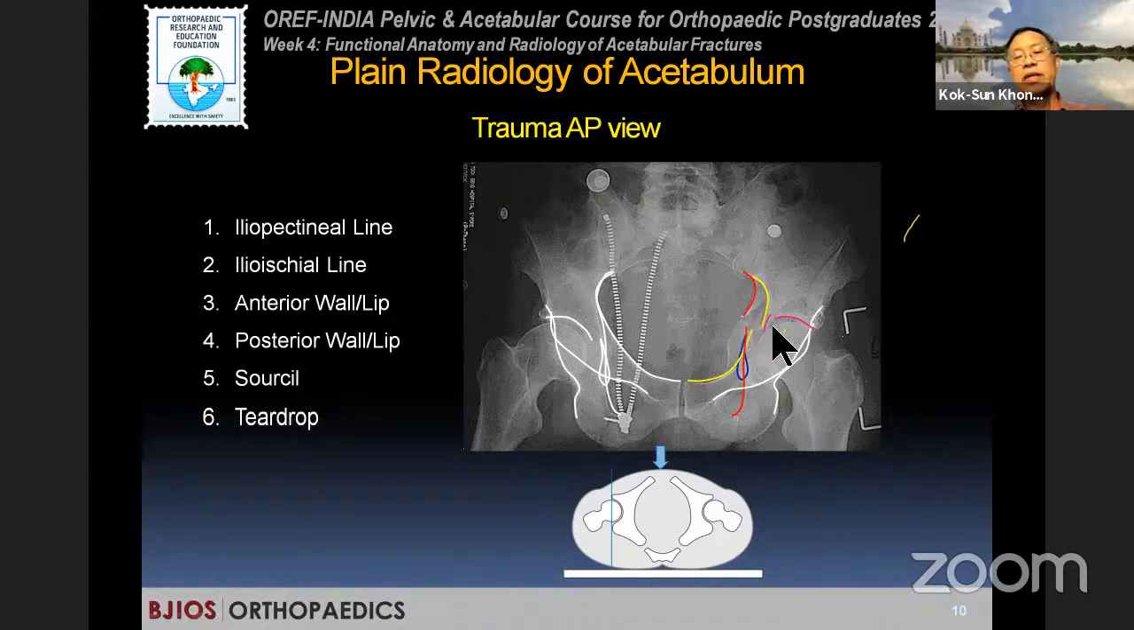So when you see the anterior column, posterior column, and sourcil broken, then it has to be some sort of a fracture that involves both columns below the acetabulum and nothing at the top. So it's probably some sort of a transverse type of fracture. So you probably have a good idea as to what the fracture is before you even do the CT scan.